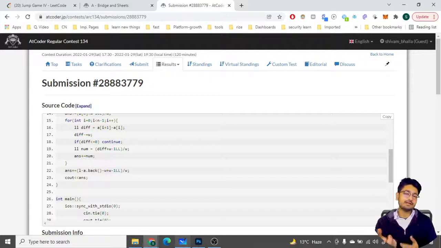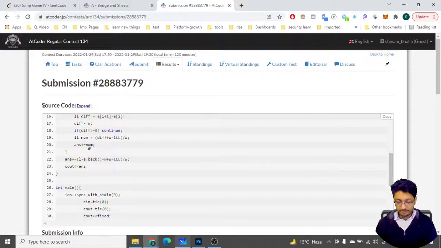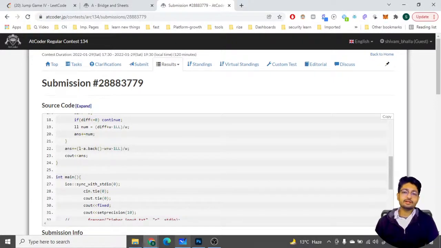If the difference after subtracting W becomes less than 0, which means that they're already touching or already overlapping, then you don't have to do anything. But if there's some difference, you have to again do the ceil and find out the number of boards you have to install, and add that to the answer. And in the end, you have to see how many boards you have to install at the end. So the last length is L.